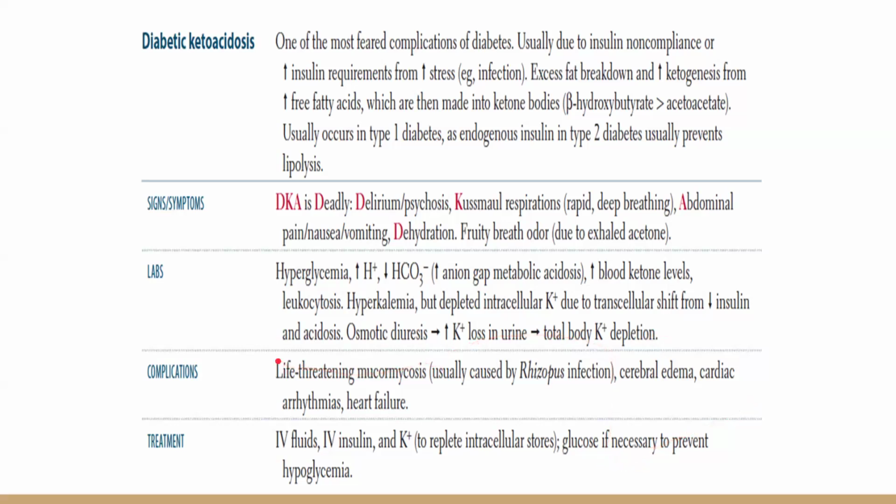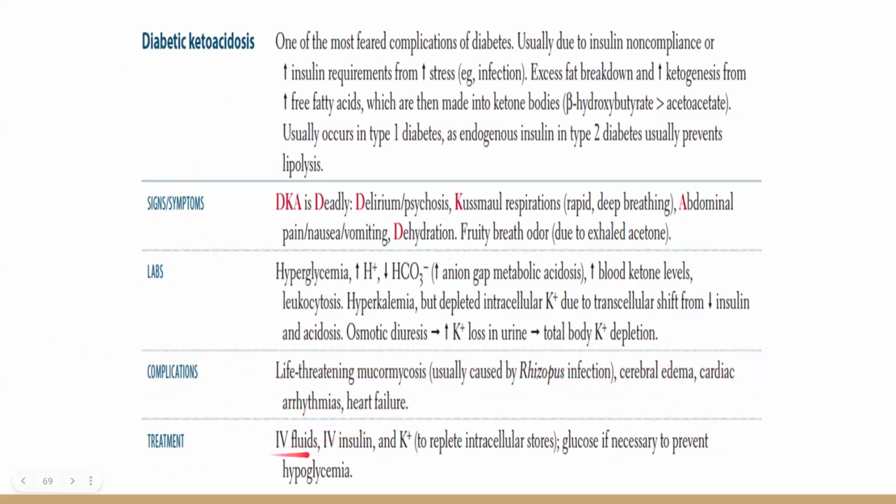Complications that can occur due to diabetic ketoacidosis: life-threatening mucormycosis. This is something Dr. Boda, who is a microbiology doctor and doctor in year 2, taught us. It's a fungal infection, don't worry about it. Just remember that with diabetes you can have fungal infections. Cerebral edema, cardiac arrhythmia, so problems creating a rhythm in the heart, and of course, because of the cardiac arrhythmias, you can have heart failure.